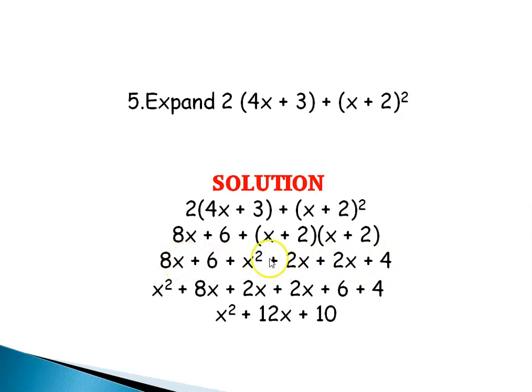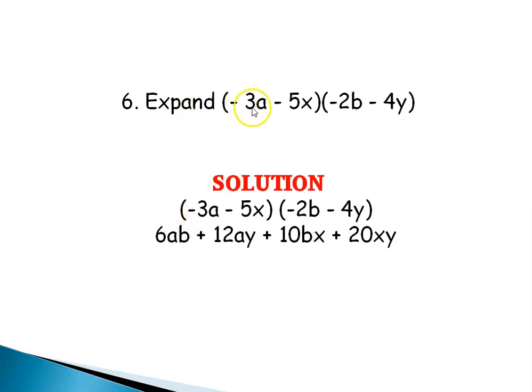Alright, so the next thing is, let me collect my like terms. I have x squared. I'll bring this out. Then let me look for those that have the coefficients of x. This is 8x. I'll write it out. Plus 2x plus another 2x plus 6 plus 4. Alright, so I'll go further. X squared, and then I'll add this up. 8x plus 2x, 10x. 10x plus 2x, 12x. And then this is 6 plus 4, 10. Is that okay? So this is going to give me a quadratic expression, x squared plus 12x plus 10. Is that okay? Good.